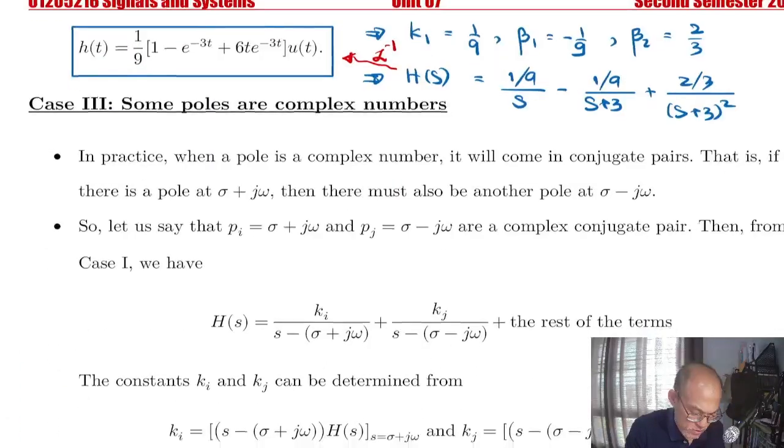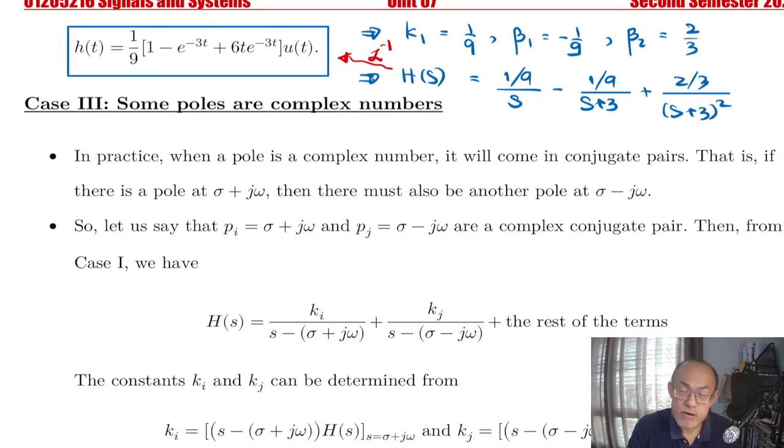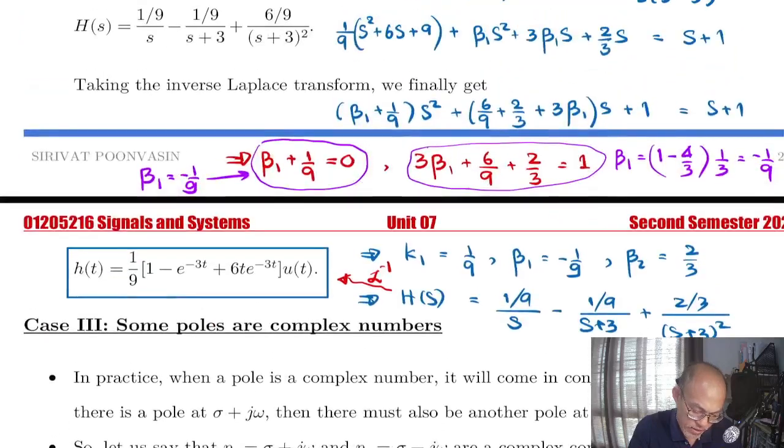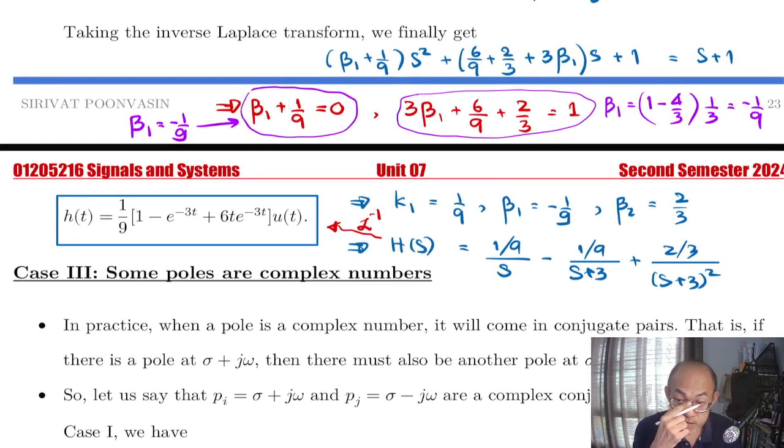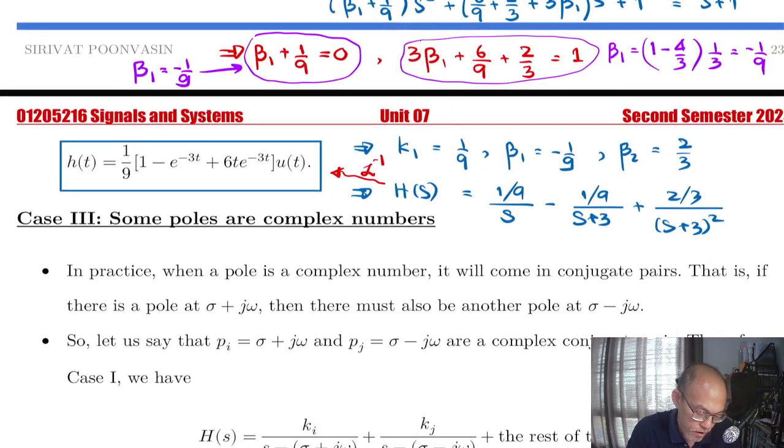Now, let's go to the third case. Let's look at the case where there are poles that are complex numbers. The thing that you have to know is when there are complex poles, the complex poles will come in as conjugate pairs. So this is important. When a pole is a complex number, it will come in conjugate pairs.